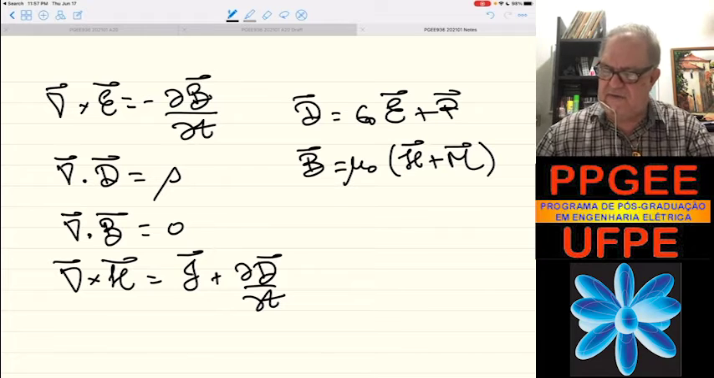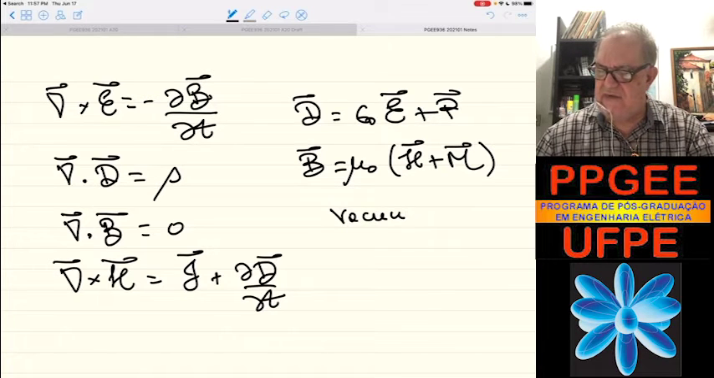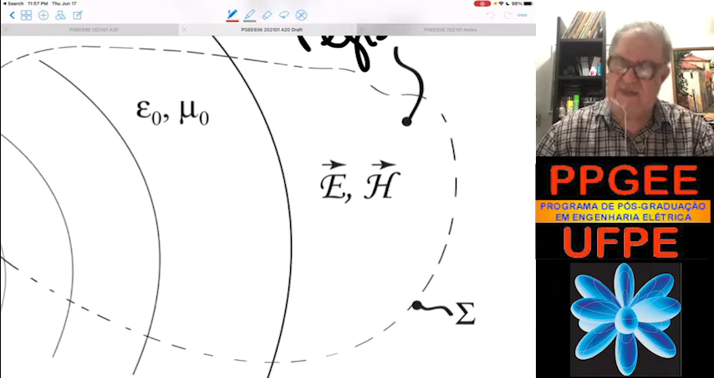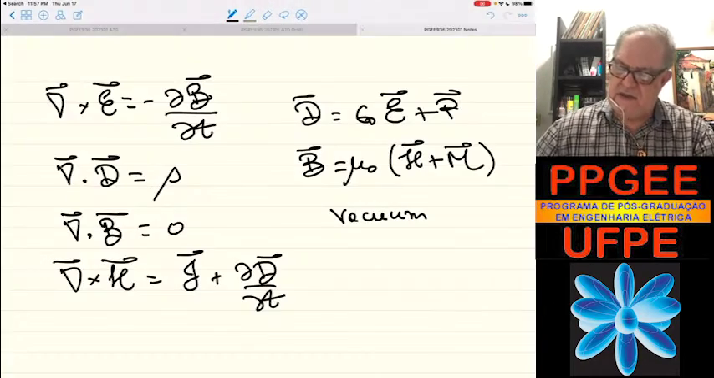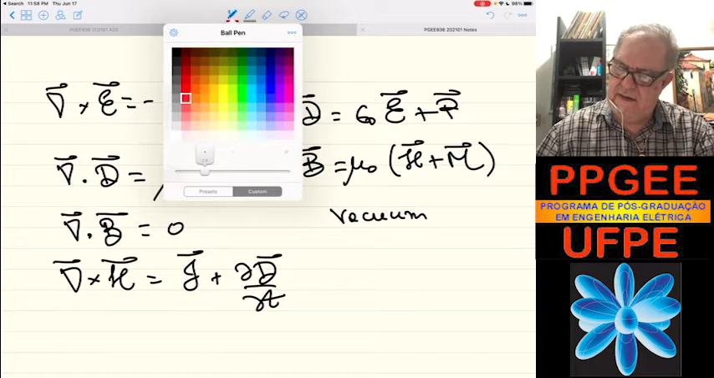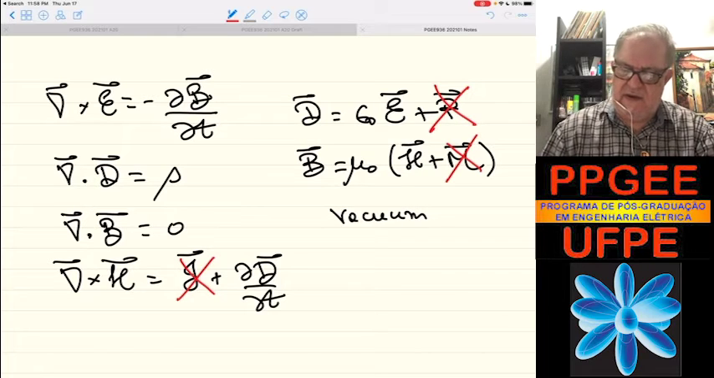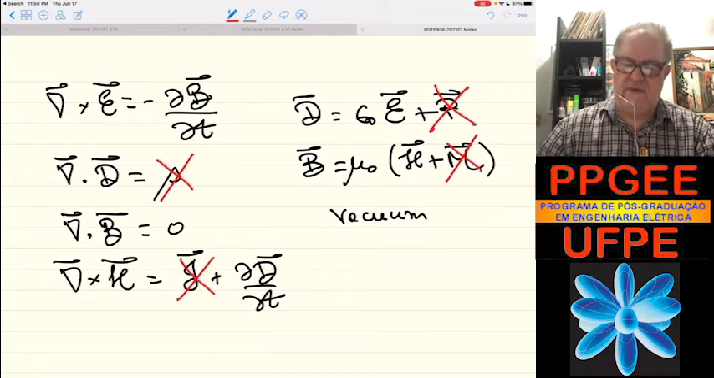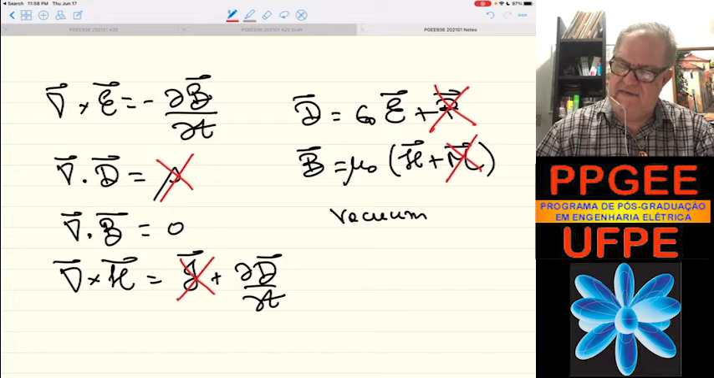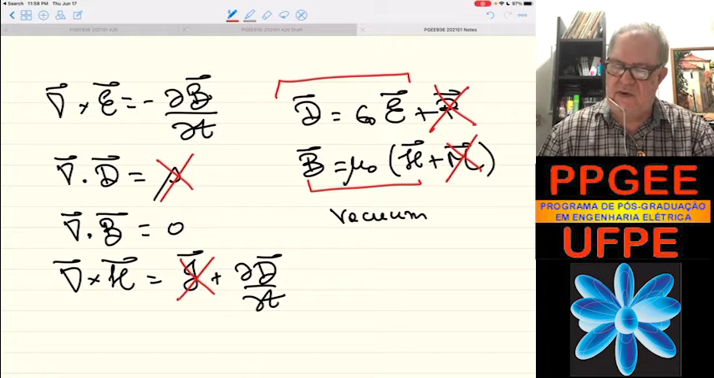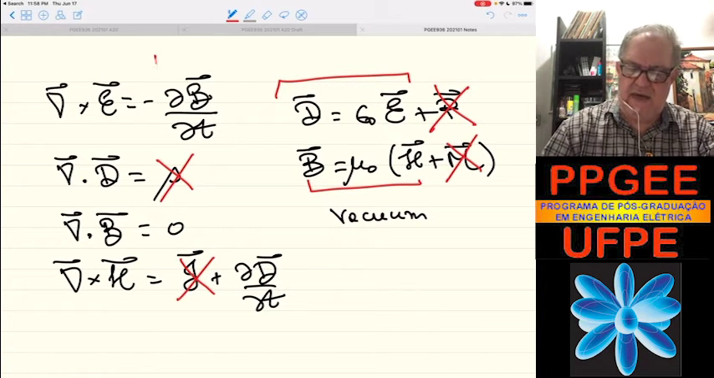So if we are talking about vacuum, which is the region of interest in our case, we are looking at this region here. There's no charge in this region, so you don't have either P or M, and J is 0 as well, and rho is 0. And you have this relationship, D equals epsilon 0 E, so it's a copy of E, and B equals mu 0 H.